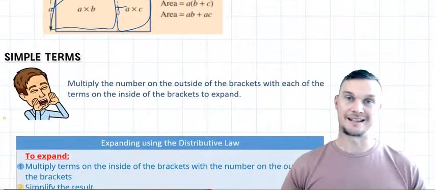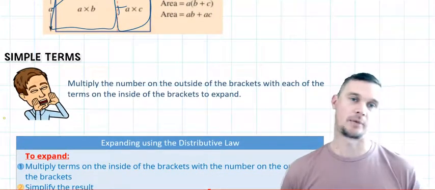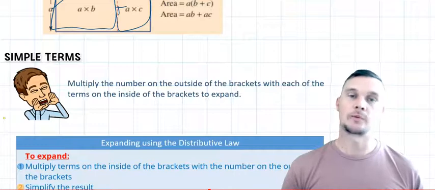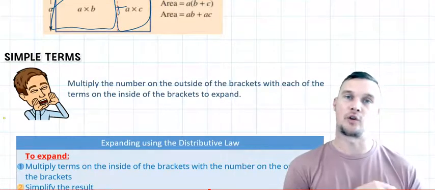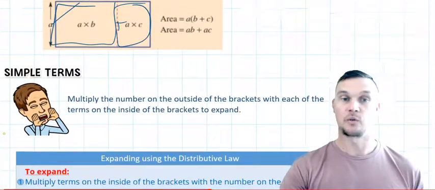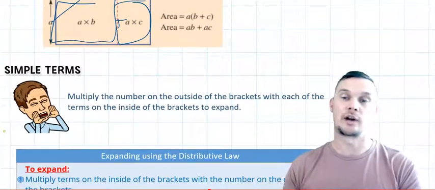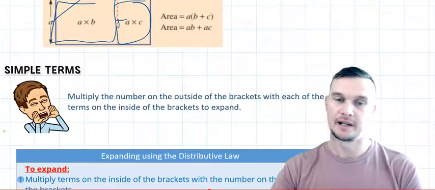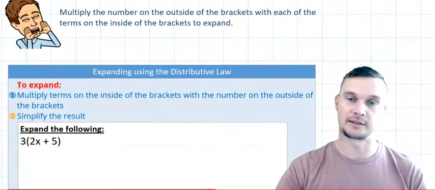We're going to look into that a bit more simply. So in simple terms, without the mumbo jumbo, basically all you need to do is multiply the number on the outside of the brackets with each of the terms on the inside of the brackets to expand it. And that way we can then move from there. So let's have a look at examples.